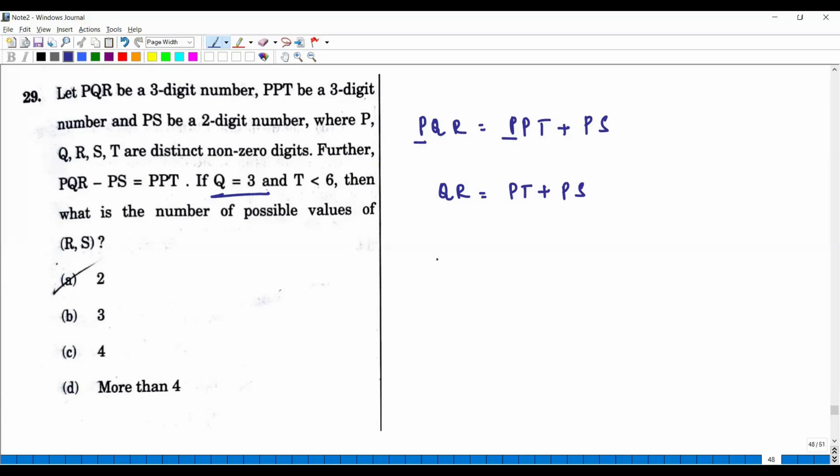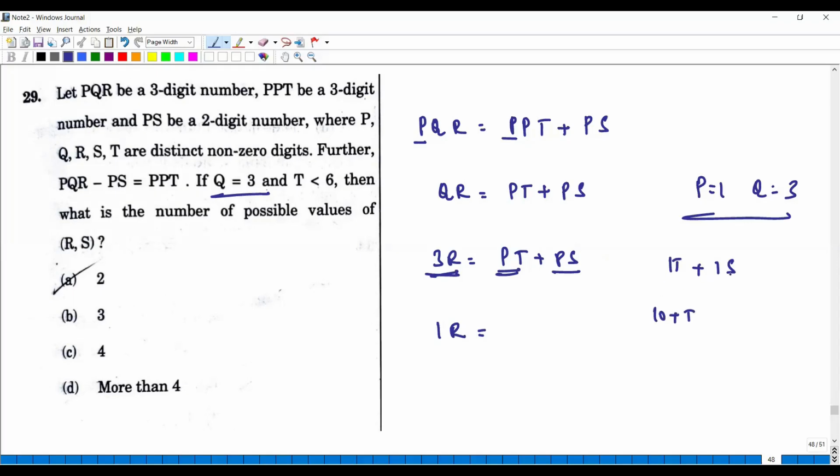I said Q equal to 3. 3R is equal to PT plus PS. If you're getting 30, the carry should definitely be 1, 1. So 10 and 10. So if I take the 10 and 10 out, P is equal to 1, Q is equal to 3. If I take the 10 and 10 out, 20 will be subtracted. Therefore, it is 1R. P is 1, so it is like 1T plus 1S. 1T means 10 plus T. 1S means 10 plus S. So you are subtracting this 10 and 10. So 20 is subtracted from 30 plus R. So you're getting 1R is equal to T plus S. So finally 10 plus R is equal to T plus S.